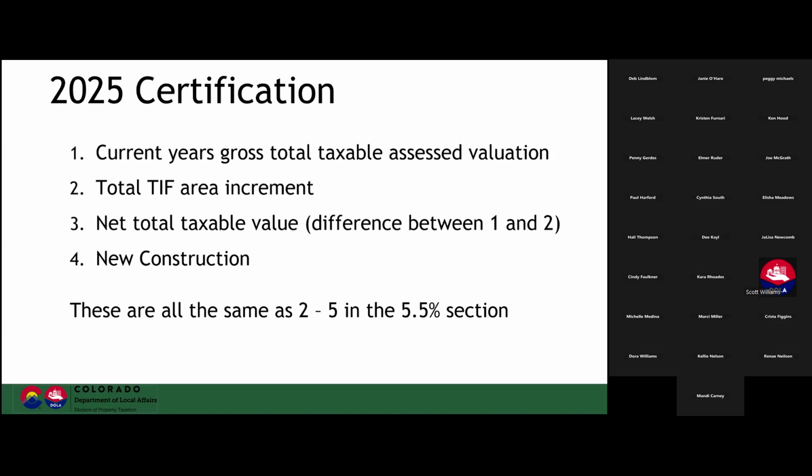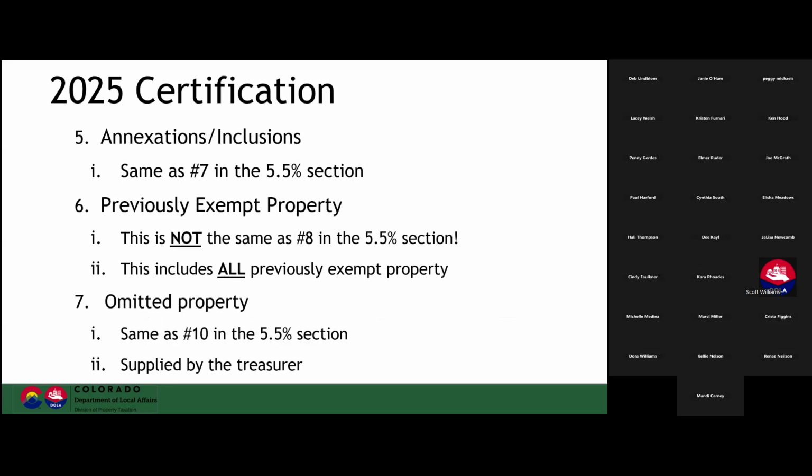Line 3 is the net taxable value. So you take your gross, subtract your increment, and we get our net taxable value. Line 4, or AD, is your new construction. Same thing as we're doing right now. Line 5 are going to be your annexations or inclusion values. Again, it's the same as in the 5.5% limitation.